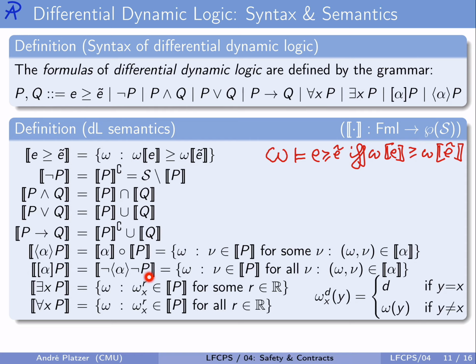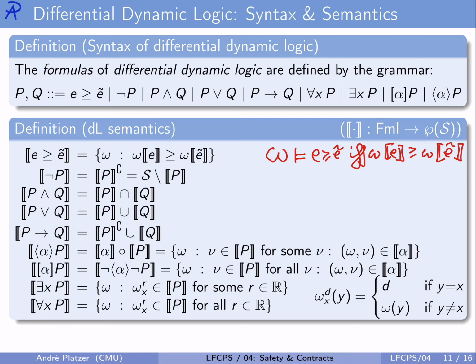And dually, the meaning of alpha box P is that it's true in the set of states that's either defined like this or defined explicitly as the set of all states omega, such that all the successor states nu that we can go to from the old state omega by running the hybrid program alpha, in all of these new states nu is the postcondition true, just like in the pictures. Alpha diamond is existential quantification over the new states nu, and alpha box is universal quantification over the new states nu.